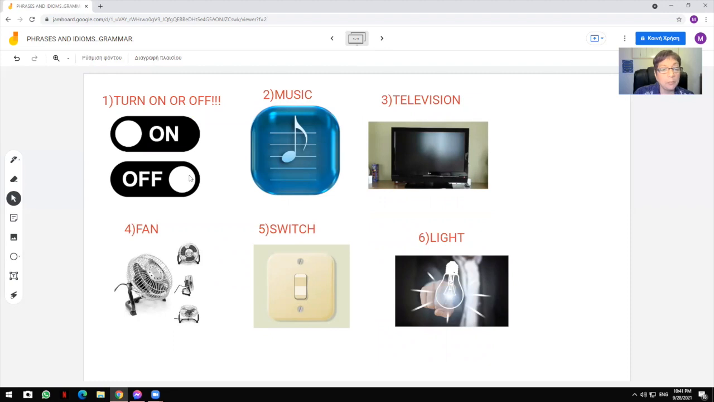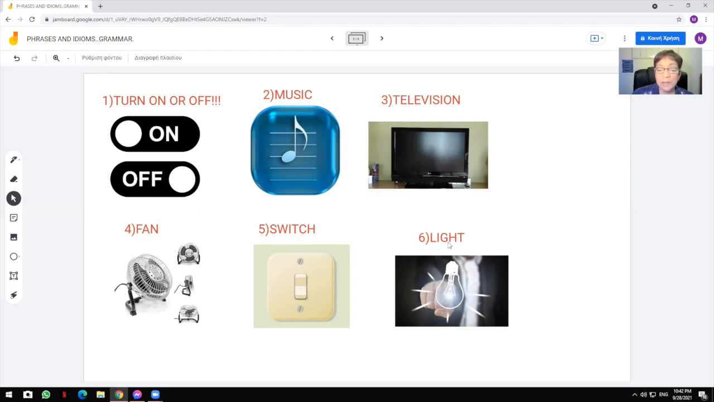Now here we have some more examples with turn on and turn off. Turn on the music, turn off the music. Turn on the television. Switch on the fan. Switch. This is the switch. زرار الكهرباء. Switch.